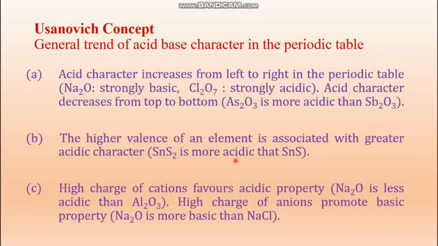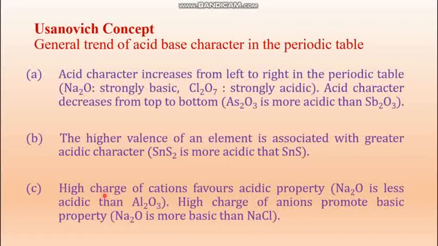Now, if the element is same, then more acidity arises from higher valence characteristics. That is, the higher valence of an element is associated with greater acidic character. We have stannic sulfide and stannous sulfide. So definitely stannic sulfide should be more acidic than stannous sulfide. Similarly, stannic chloride SnCl4 should be more acidic than SnCl2, and sulfur trioxide should be more acidic than sulfur dioxide. So there are lots of examples.